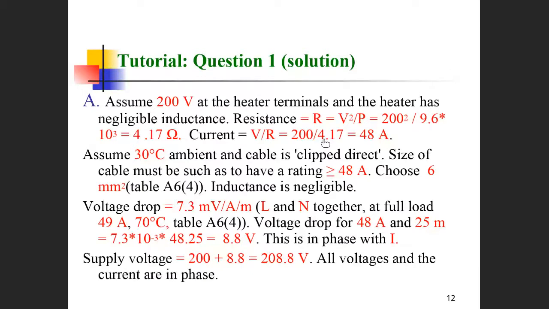Then, which cables should be used? According to the cable table, we should choose cables that have a current carrying capacity larger than 48 amperes. Suppose the ambient temperature is 30 degrees, which in most cases is around 30 degrees or lower, and the cables are installed in method 1, clip direct. Then we can refer to table A6.4. We find that the two core cable with a conductor cross-section area of 6 square millimeters has a rating current larger than 48 amperes.